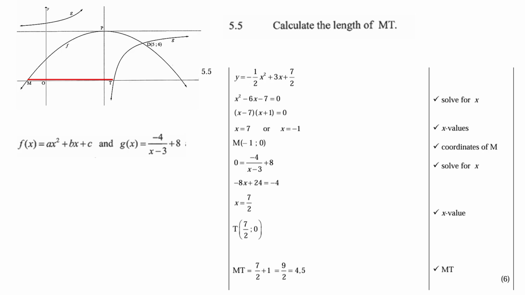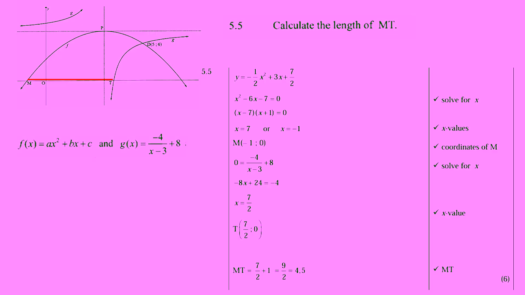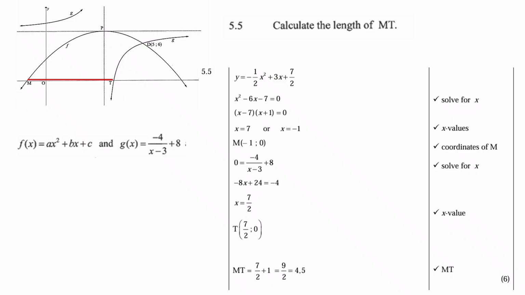Then to find T, we're going to use the hyperbola. And we do exactly the same there, where we're also going to let the y value be 0. Then we can, of course, take 8 over, multiply with the LCM x - 3, then simplify, and you get x = 7/2. So coordinates of T is then (7/2; 0). So therefore, from M to O is 1, and from O to T is 7/2. So add the two, and you get 9/2, which is 4.5.